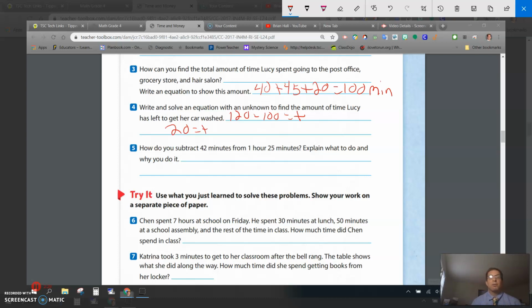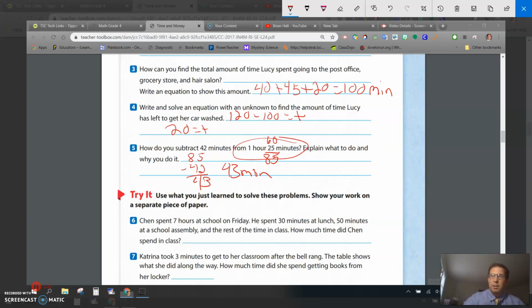How do you subtract 42 minutes from 1 hour, 25 minutes? Again, we need to put it all in minutes. So there are 60 minutes in 1 hour. I need to add 60 to 25 to see how many total minutes are in 1 hour, 25 minutes. When I add that together, I get 85 minutes. So then I need to subtract 85 minus 42, and I get 43 minutes.